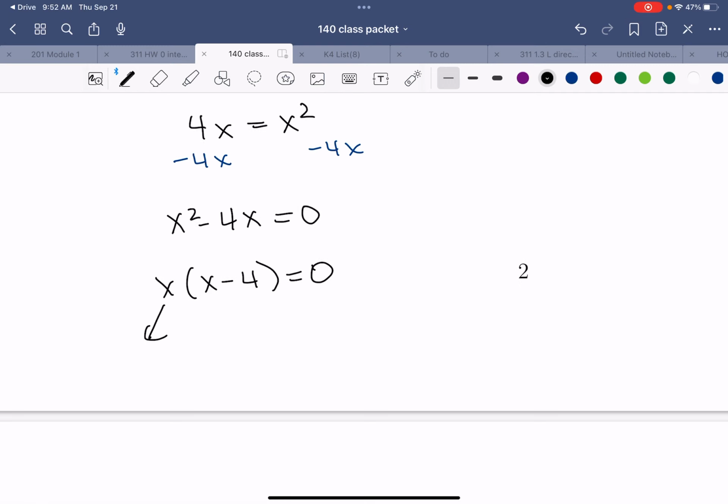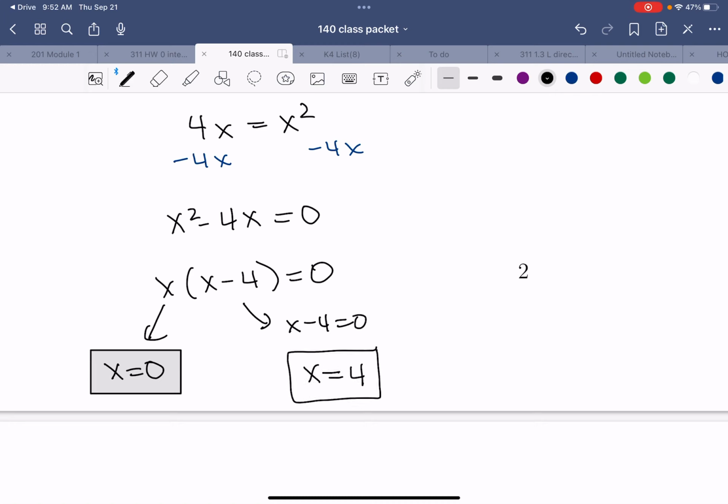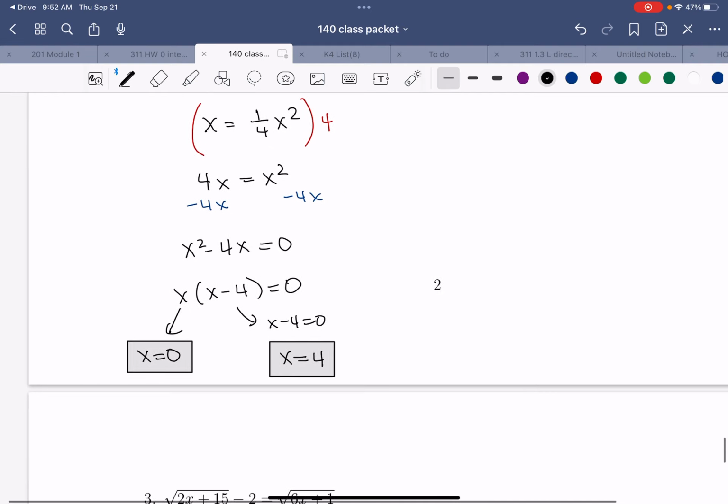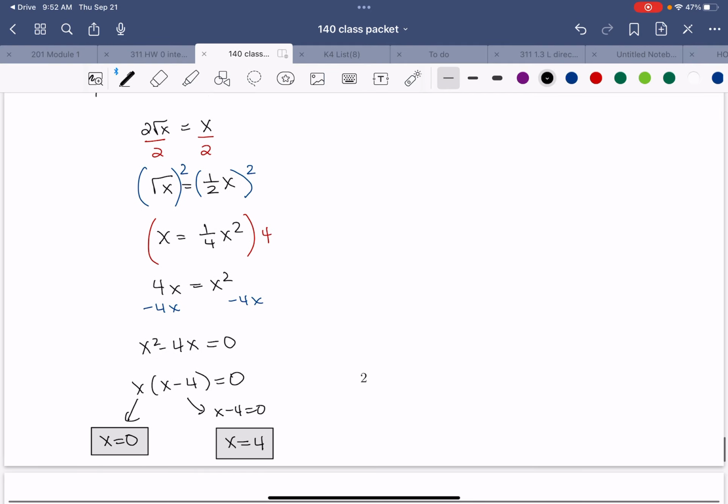And now I can split. This one I set equal to 0, and I get x equals 0. And then over here, I have x minus 4 equals 0, which will give me x equals 4 if you add 4 to both sides. Okay. Now we do want to check that both of these actually work.